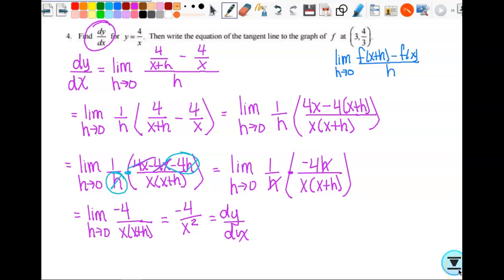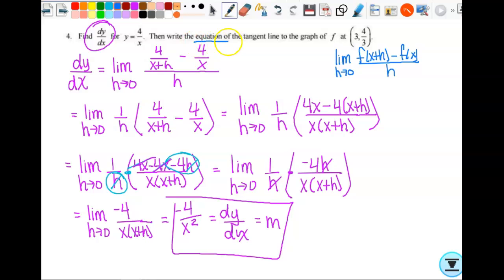And what does this tell me about my function? What does it give me? The equation of the slope of the tangent line. Because we have to find this, this is the slope of the tangent line. Then it says to write the equation.